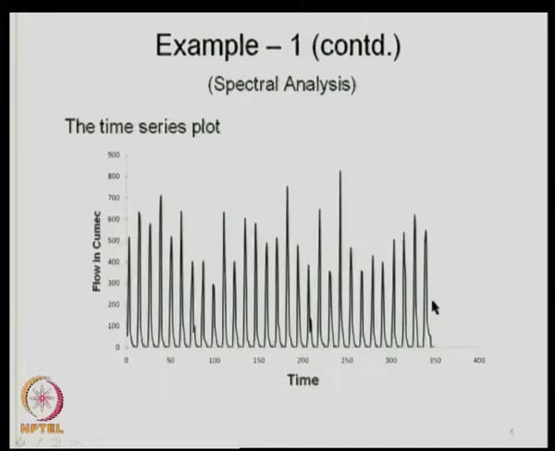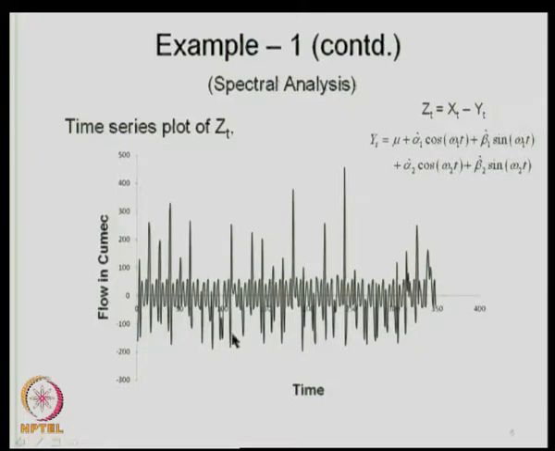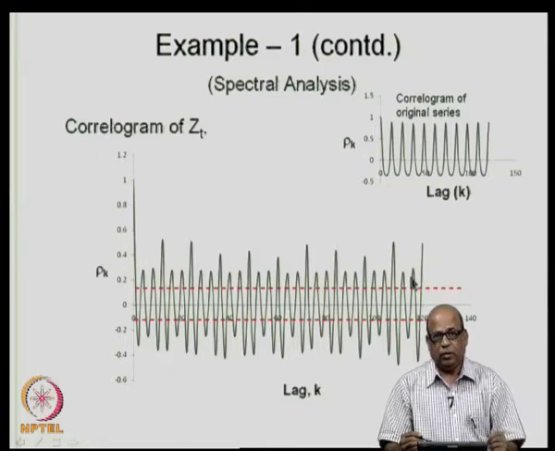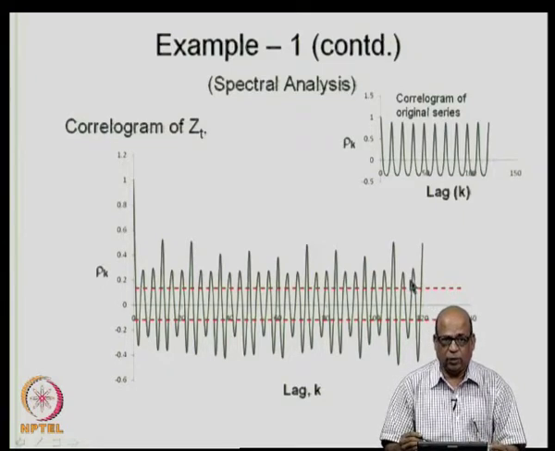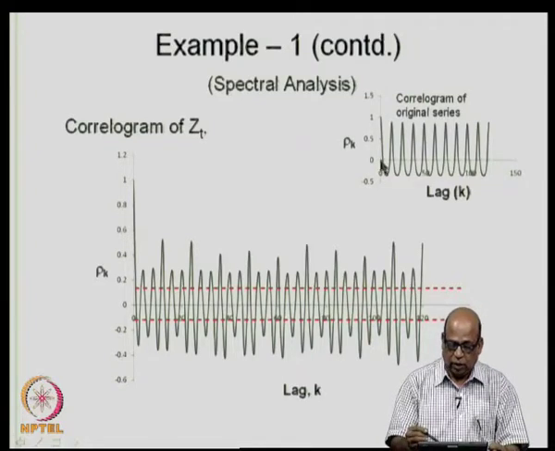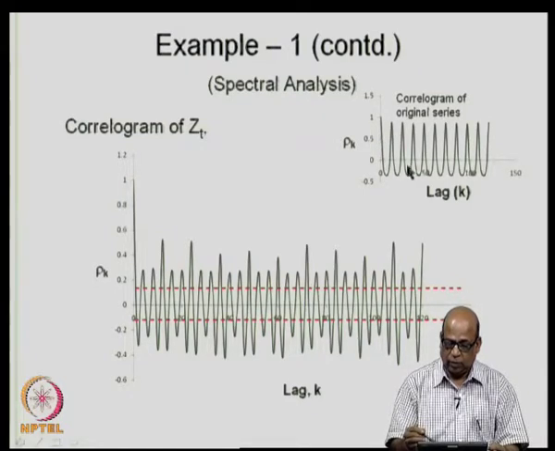So, the regularity of the peaks that we were seeing has now diminished. This is when we removed the first two periodicities. Let us see how the correlogram and the spectral density of this new series looks. The original data had a correlogram like this, indicating presence of a significant periodicity.